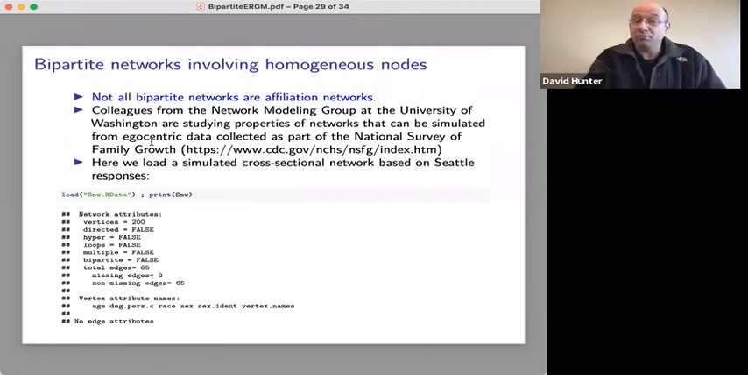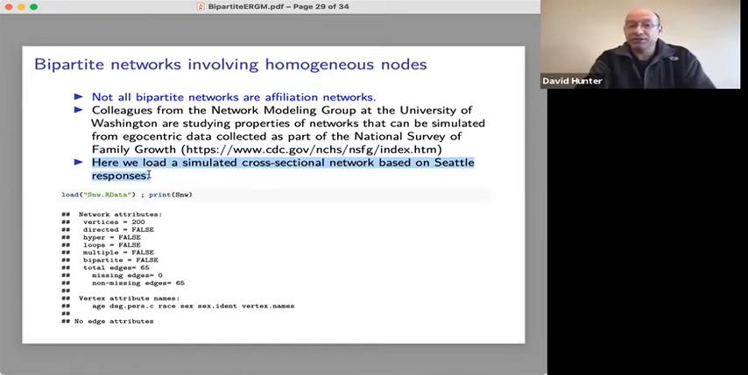It's important to realize that not all bipartite networks are in fact affiliation networks. I have some colleagues from the network modeling group at the University of Washington who are working on bipartite networks that give an example of this, where the nodes are all people. The bipartite nature of the networks that they study comes from the fact that they're modeling heterosexual relationships. They're trying to understand how these particular relationship networks might evolve. We're not going to talk about time evolving networks in this talk. We are simply going to use their ideas to simulate a cross-sectional network.